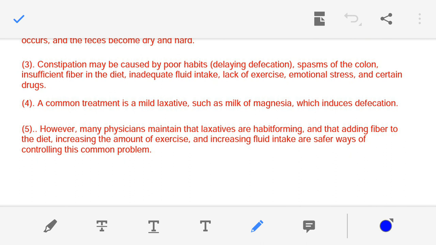Now the common treatment for constipation is that the person is given milk of magnesia, which induces defecation. Generally the physician avoids giving milk of magnesia, because it is habit forming. Habit forming means, let's say, 5 to 10 times the milk of magnesia is given to the person, then that person will form the habit of taking it every time. Whenever he is suffering, he will be induced to take it.